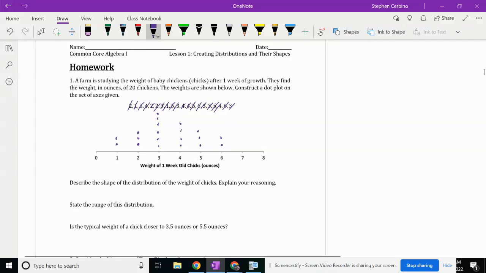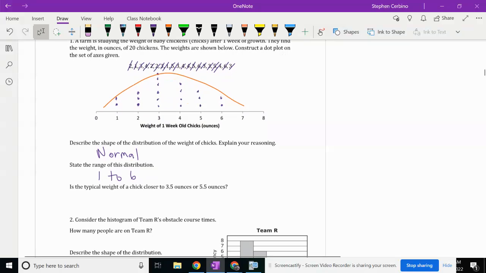So if I was to describe the shape of this distribution, it looks like a curve where the highest peaks are in the middle. There's some data below and some data above those highest peaks, so we're going to say this is approximately a normal curve. The range of this data is from 1 to 6.